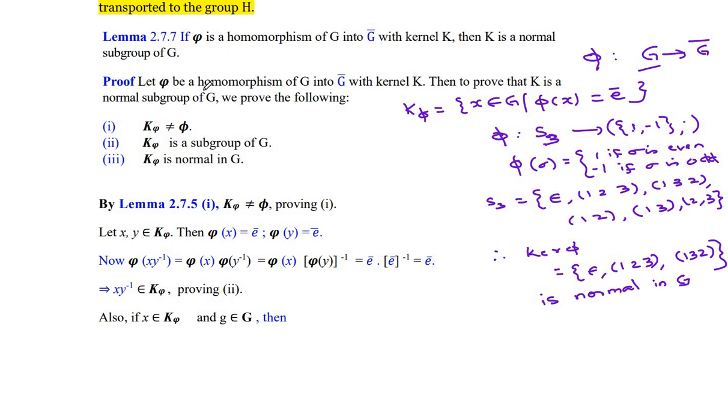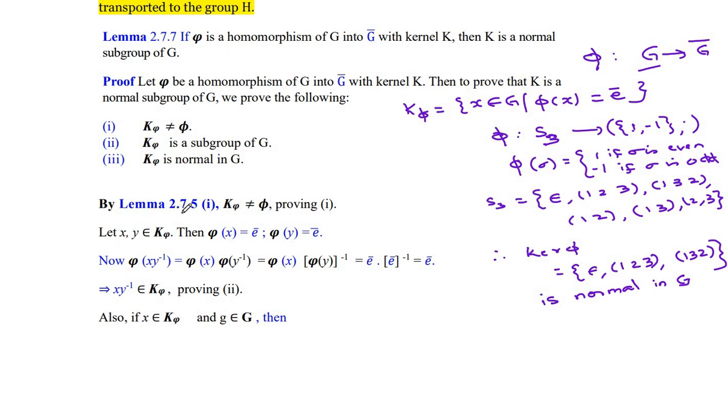So first let phi be a homomorphism of G into G bar with kernel K. To prove that K is a normal subgroup, we have to show that first of all it is a subgroup, for which we need to first have that to be non-empty. So kernel phi is non-empty, kernel phi is a subgroup of G, and kernel phi is normal in G. Once we establish these three, we get what is required.